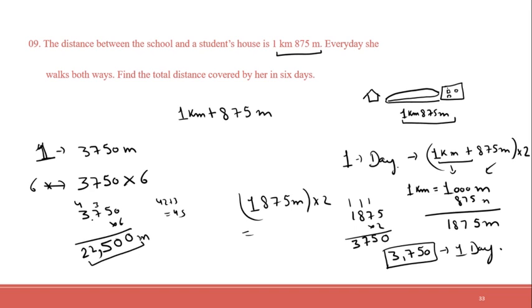If I want to convert it into kilometers, I can write it as 22,000 meters plus 500 meters, right? This 22,000 meters can be written as 22 kilometers plus 500 meters, right? So this is the distance in kilometers which she has to travel in 6 days for going to and returning from school.